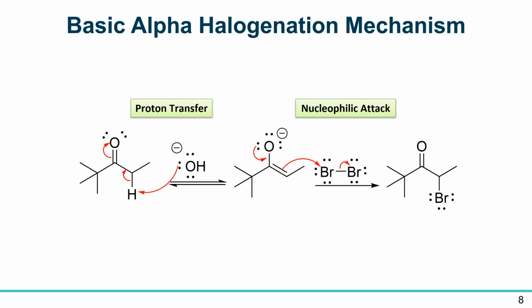In the second step, a nucleophilic attack occurs where the enolate's oxygen lone pair moves down to reform the carbonyl pi bond. This allows the alkenyl pi bond to be used to perform the nucleophilic attack on the bromine, breaking the bromine-bromine bond. This generates the alpha halogenated product. Remember that if more than one alpha proton is present, this process will repeat uncontrollably in the presence of excess base and halogen.